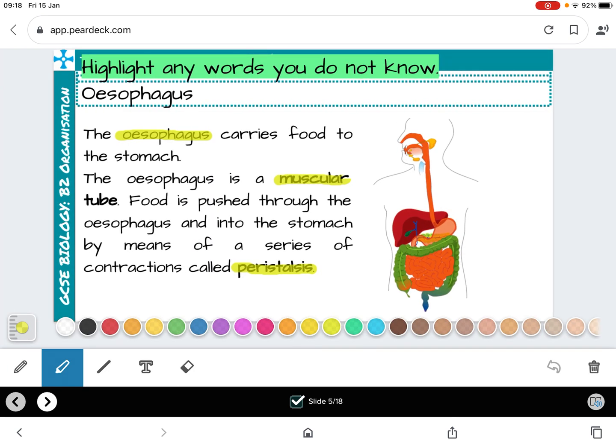Then it moves down the esophagus, which sometimes you might call the food pipe. It's pronounced esophagus, and this carries the food down to the stomach. It is a muscular tube, which means that it's made of muscles, and the muscles can squeeze the food from the top. Like if you had filled your tights with a ball and you needed to squeeze it down into the foot. So the muscles squeeze the food down the esophagus into the stomach by a series of contractions. Contractions are when your muscles squeeze, and this process is called peristalsis.